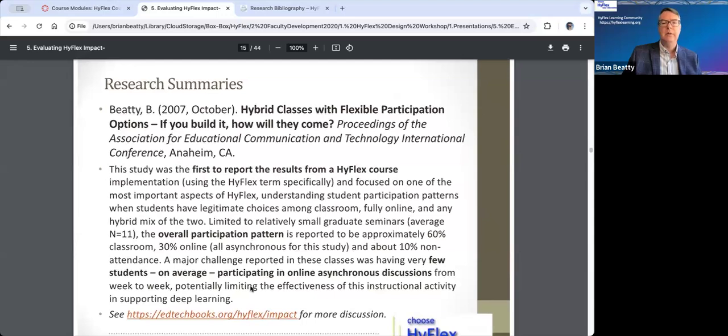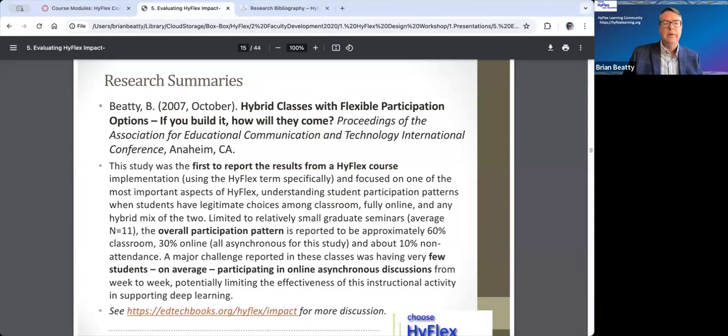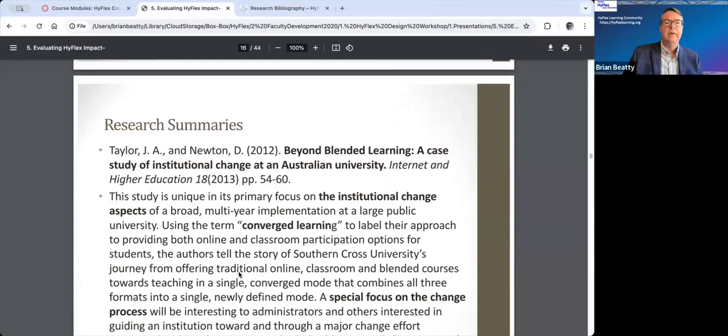So what I'll do is I'll pause a little bit at each one of these. This was the first one that I had in any kind of published area. It was a proceedings of a paper that was delivered at a conference in 2007. And this is where I talked about the participation patterns. I said, if you build it, how will they come? So what do students actually do when they show up? Participation patterns and how well they were learning and how they were satisfied. You can take a look at that. That's available online.